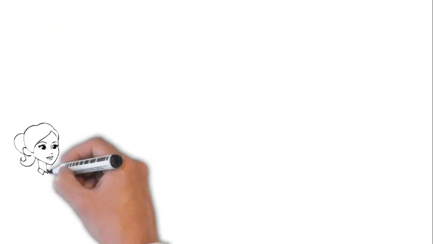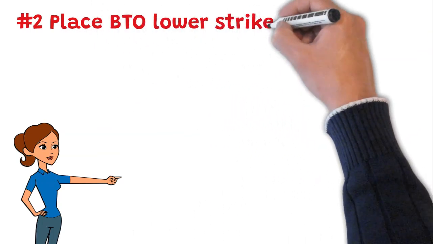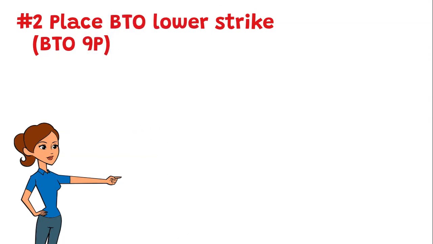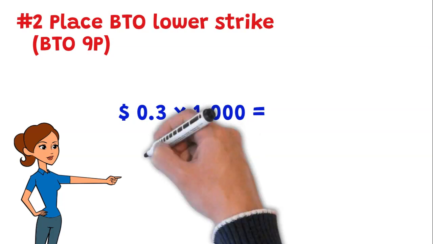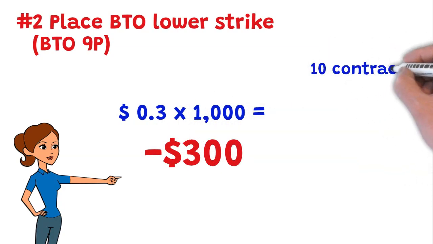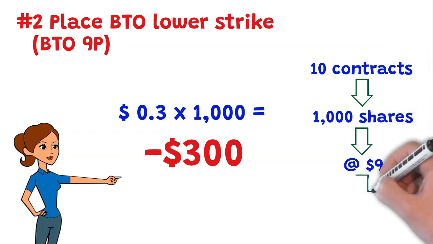Step number 2, place a trade to buy to open a put at the strike right underneath the previous one we just sold. In this example, we'll place an order to buy to open a $9 put, offering approximately 10% of the premium we just collected in the first trade, that is 30 cents. For 10 contracts, we will have the option to exercise the put and sell 1,000 shares to the market at $9 a share, that is, we will receive $9,000.